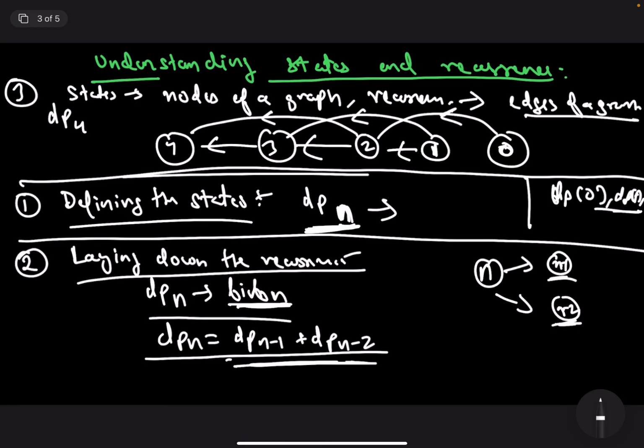Now the catch here is that the graph that you're drawing should result in a directed acyclic graph. With the help of the recurrence relation and the states that you defined, you should be able to draw a directed graph which should be a directed acyclic graph. So what is a directed acyclic graph?